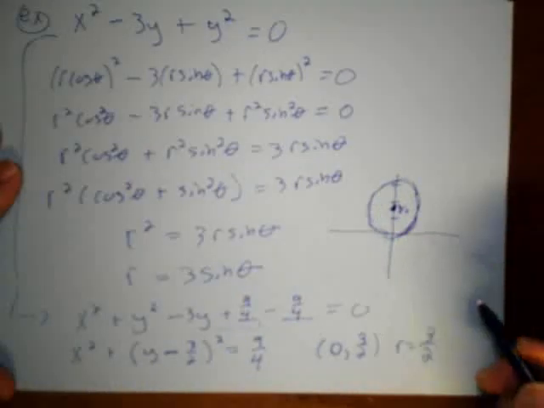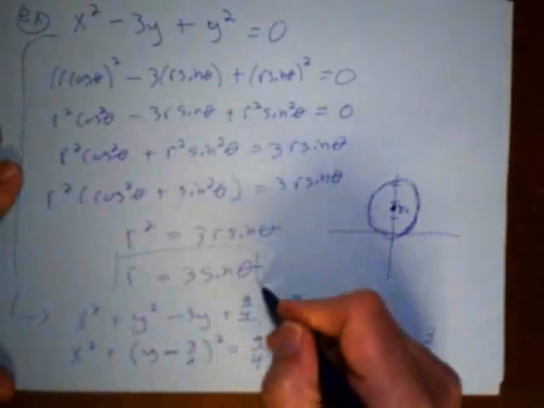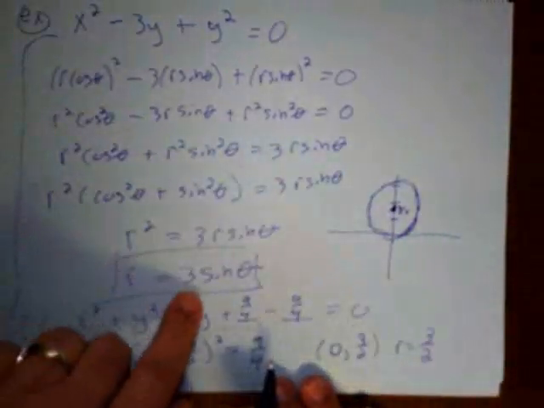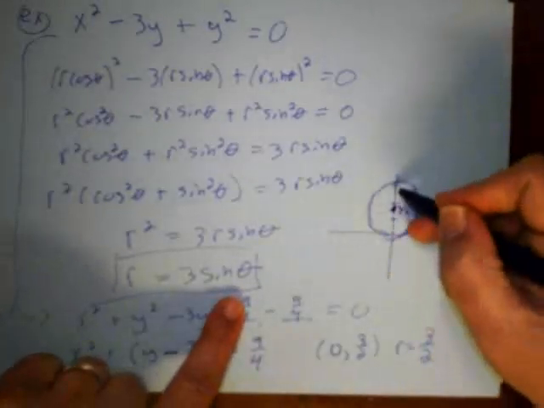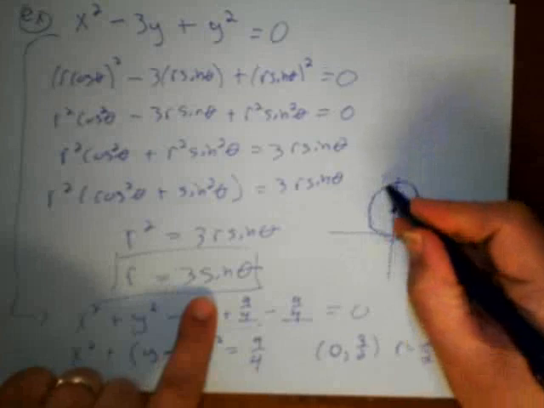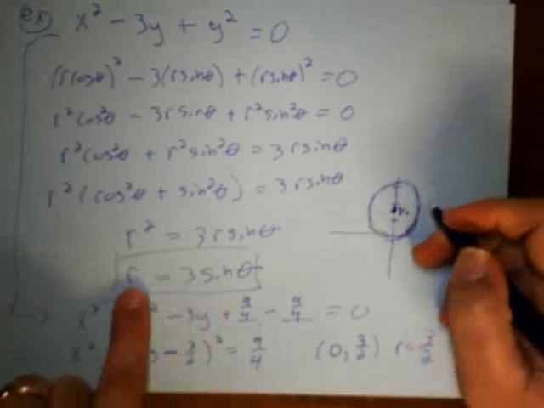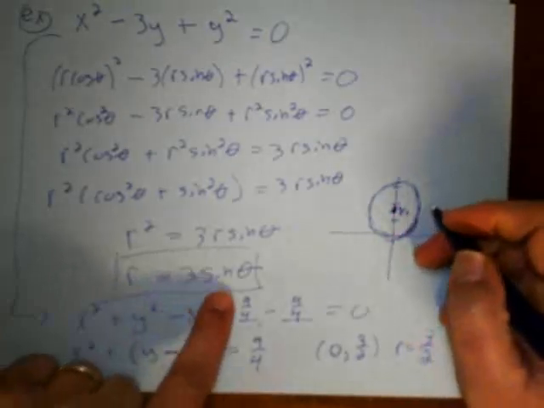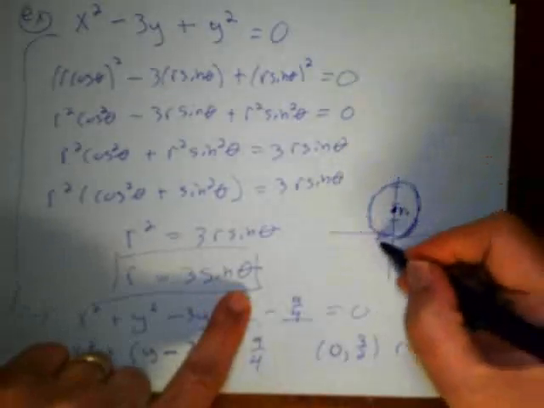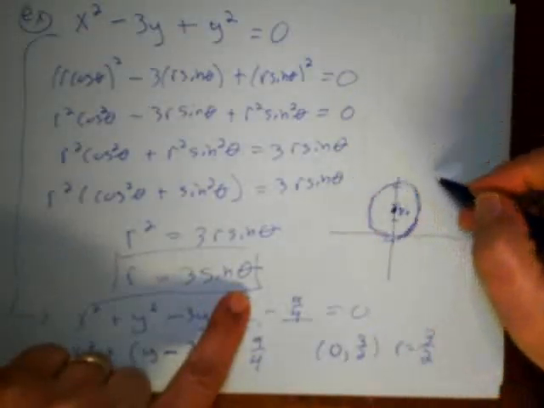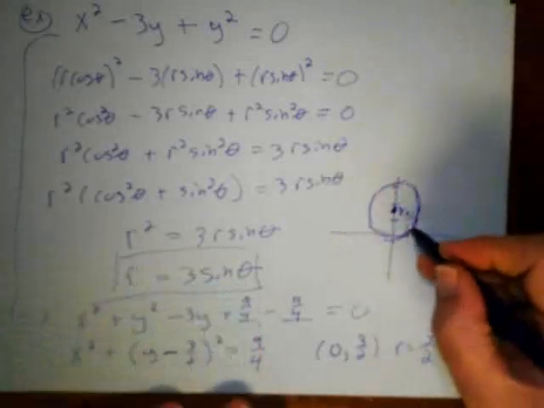So this formula, r is equal to 3 sine theta, is actually a circle that has a diameter of 3 that's up above the y-axis. So if I had r is equal to 10 sine theta, then this would be a circle with a radius of 5. It would have a diameter of 10 and a radius of 5, and it would be up above.